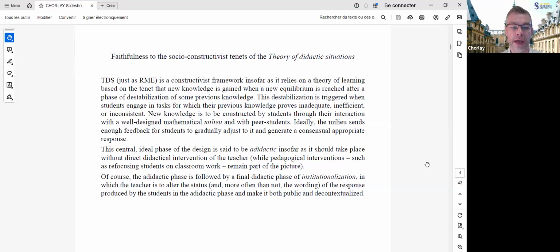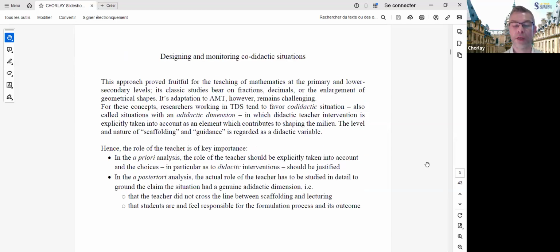Of course, the adidactic phase is followed by a final didactic phase of institutionalization, in which the teacher is to alter the status and the wording of the response produced by the students in the first adidactic phase and make it both public and decontextualized. Of course, this approach proved fruitful for the teaching of mathematics at the primary and lower secondary levels.